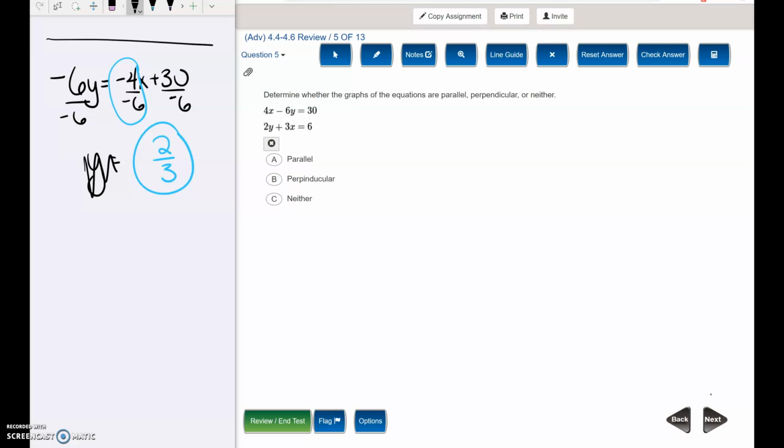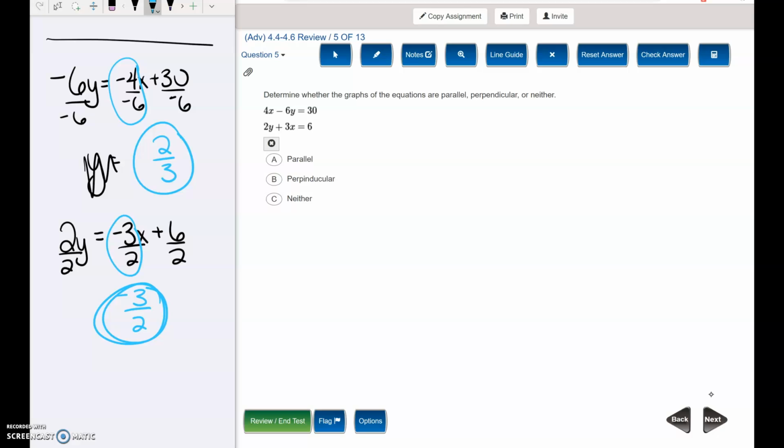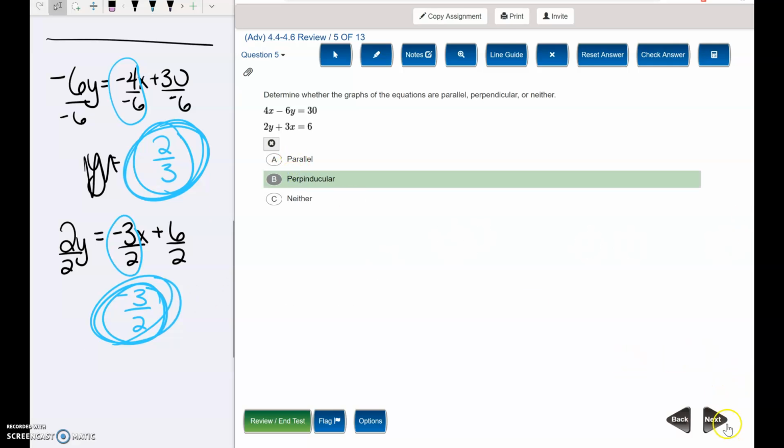Then I start working on the second one. I want to keep the 2y on this side. I want to subtract 3x on both sides. Divide everything by 2. And again, I just care about this. That's negative 3/2. So 2/3 and negative 3/2, those are opposite reciprocals of each other. So those are perpendicular.